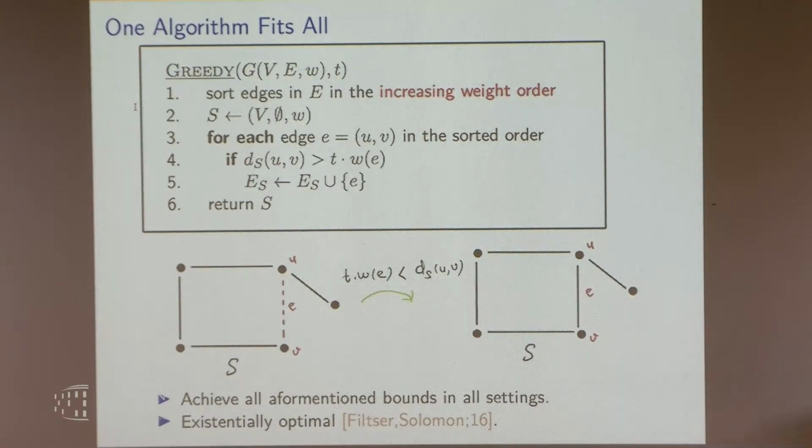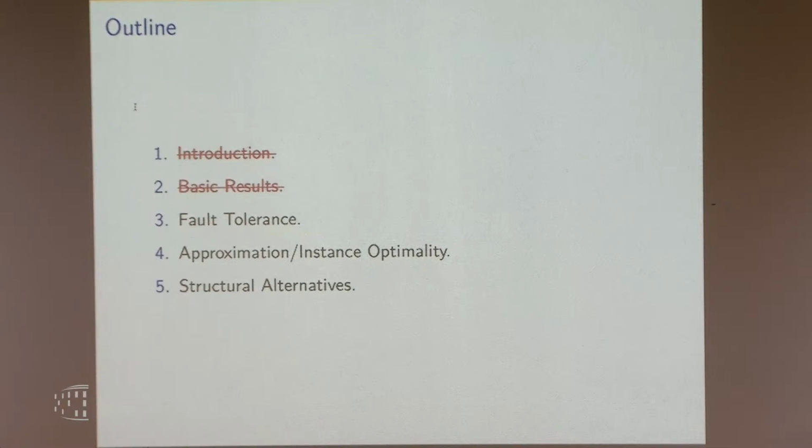And this can be explained by the paper by Filtser and Solomon, where they show that the greedy algorithm is existentially optimal. I won't go into the detail of what it means to be existentially optimal here, but there is also some work trying to explain why greedy is so successful in all settings. So these are the basic results. Any questions? These are results that people have known for a long time.